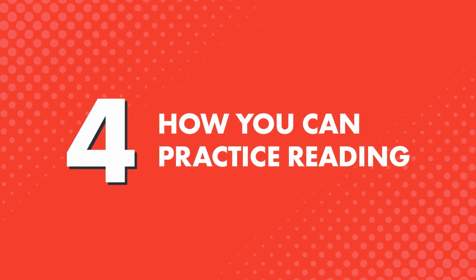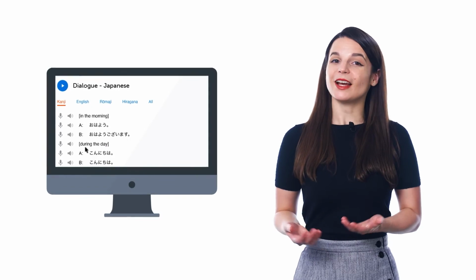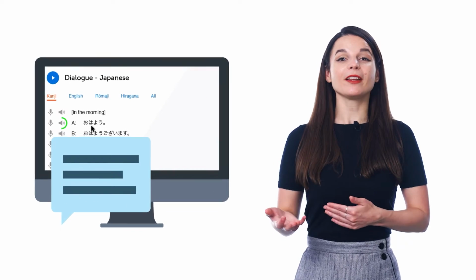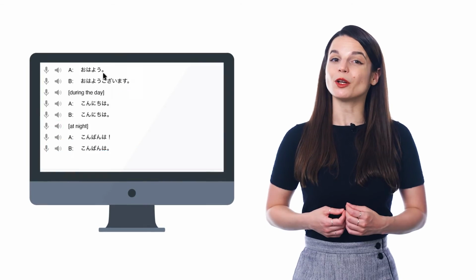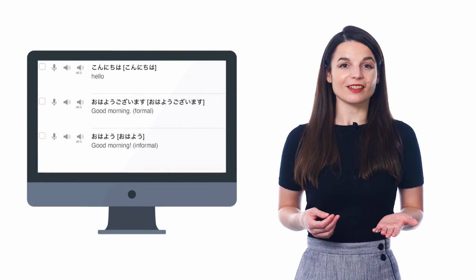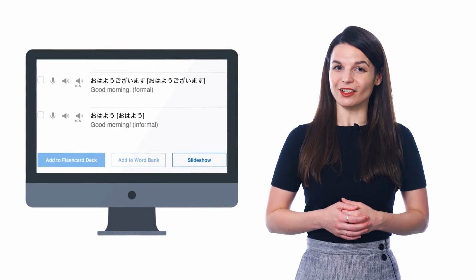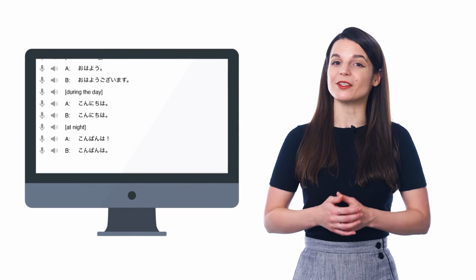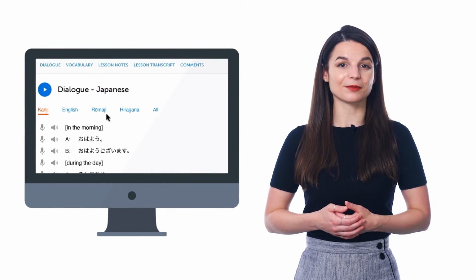4. Here's how you can practice reading. As you listen to the conversation, read along line by line. And if you don't know a word, click on the translations. They're right there in the line-by-line dialogue. You can even read with the Romanized script to help you sound out the words.